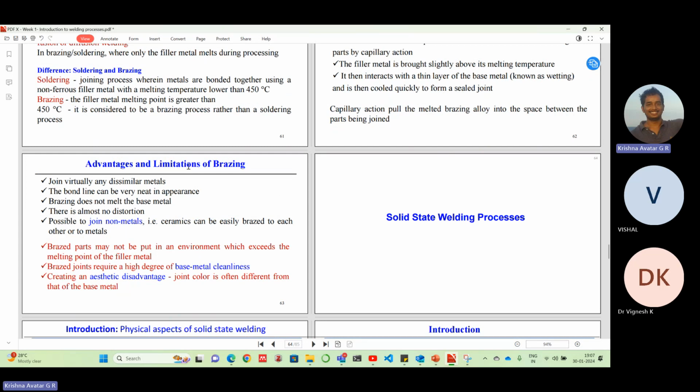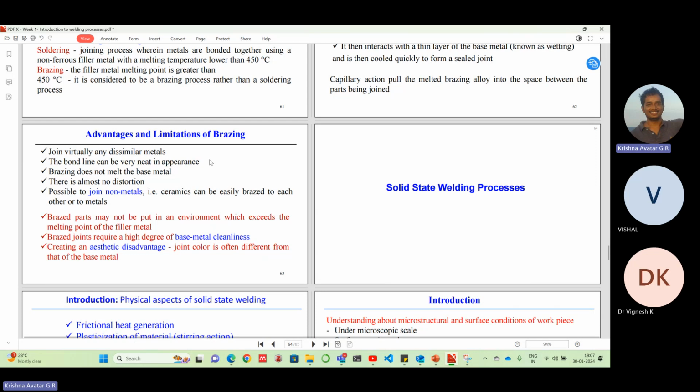The advantages and disadvantages of brazing are that it can join virtually any dissimilar materials or metals, and we can have a bond line which can be very neat in appearance, and brazing does not melt the base material, so we won't have any distortion in the weld. We could also use this approach to join non-metals such as ceramics, which can be easily brazed to each other or to metals.